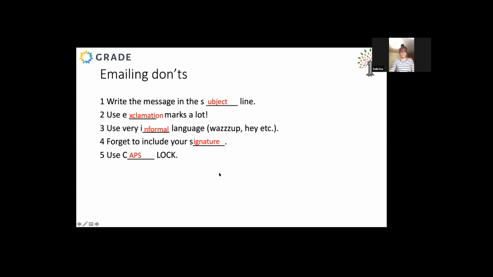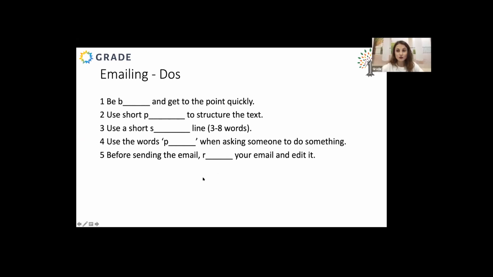All right. Emailing do's. Be brief and get to the point quickly. We don't want to talk about everything and anything. We need, again, to get the message across. Use short paragraphs and phrases to structure the text.